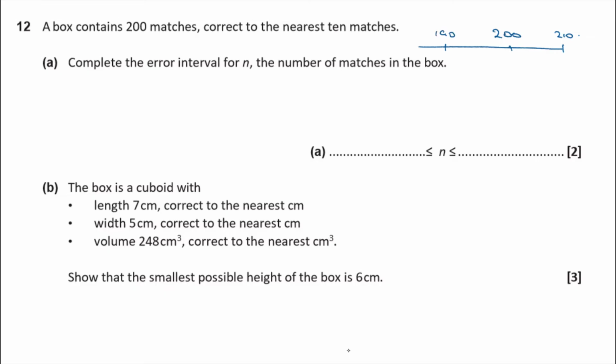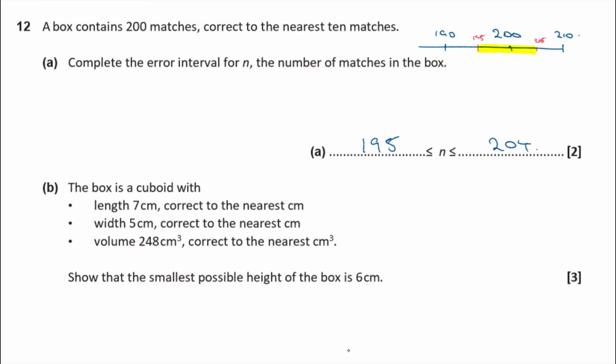So the ones that round to 200 are going to be halfway in between, isn't it? So 195 would round up to 200. 205 would round up to 210. Now, if this was discrete data, we would just use 205 as the upper limit anyway. But this is discrete data, isn't it? You can only have a whole number of matches. You can't have part of a match. So here I am going to use the lower bound of 195, but I'm not going to use 205 here. I'm going to use 204 because these are whole numbers only, aren't they? And 205 rounds up. Okay, so it's 195 to 204.